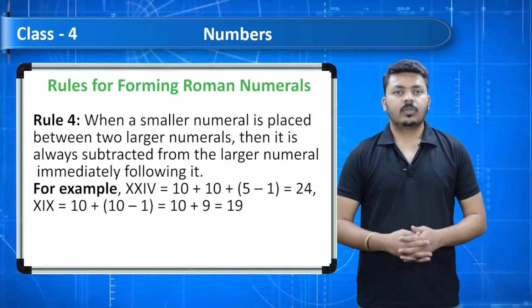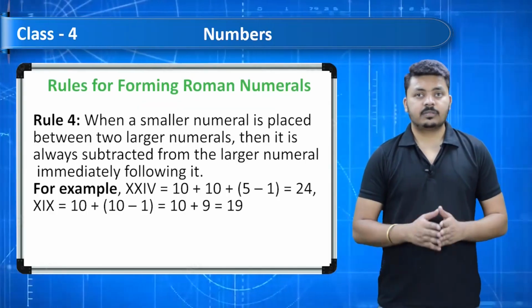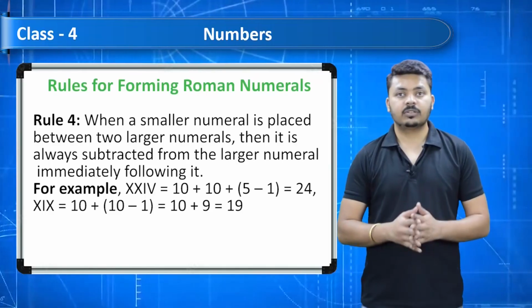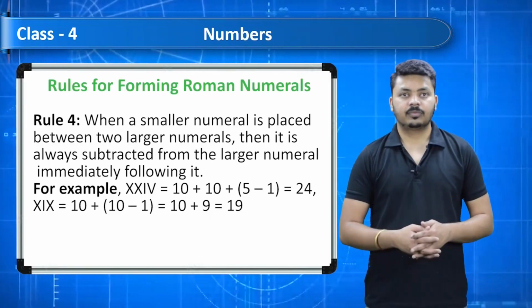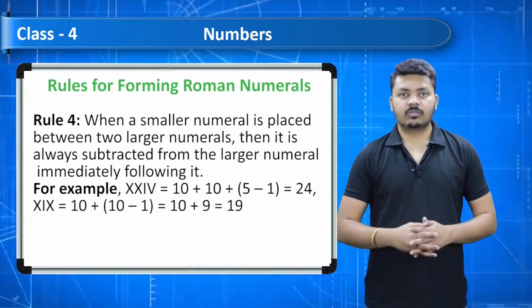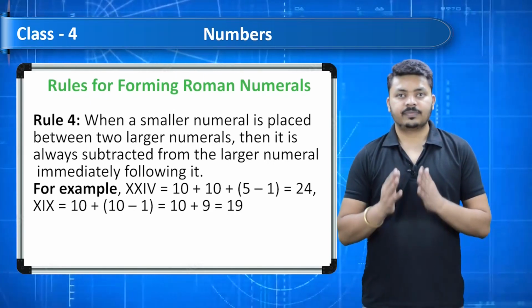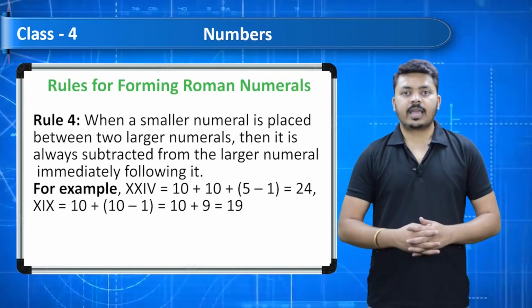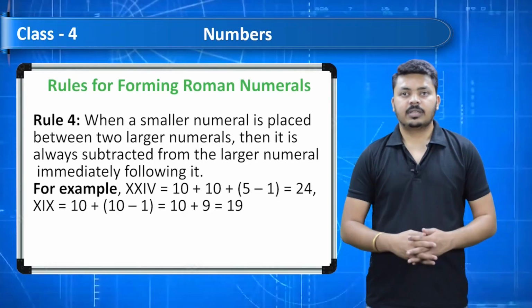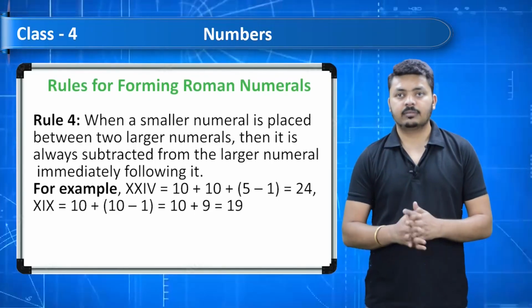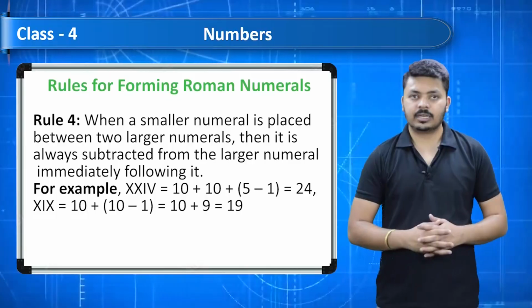Rule 4. When a smaller numeral is placed between two larger numerals, then it is always subtracted from the larger numeral immediately following it. For example, XXIV is equal to 10 plus 10 plus (5 minus 1) equals 24. XIX is equal to 10 plus (10 minus 1) is equal to 10 plus 9, equals 19.